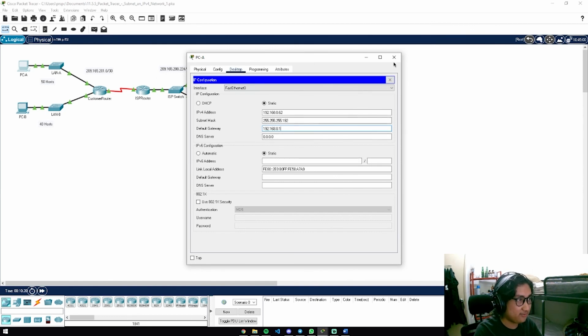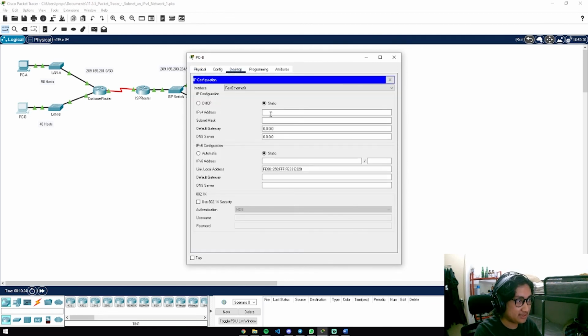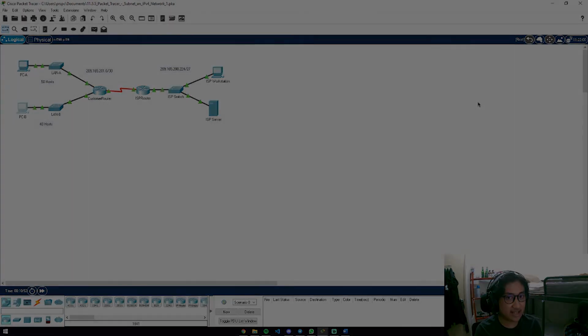And do the same thing for PCB. Open here, open desktop, IP configuration, put in the assigned IP address 192.168.0.126, with its subnet mask being the same, 255.255.255.192, and finally the default gateway being 192.168.0.65. And that is it for configuring the devices on the network.